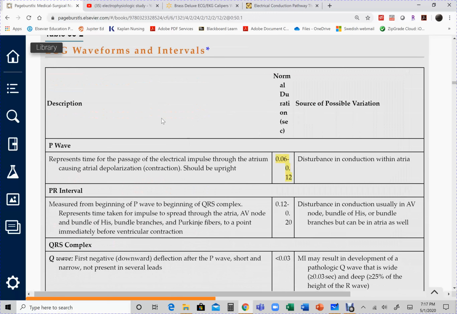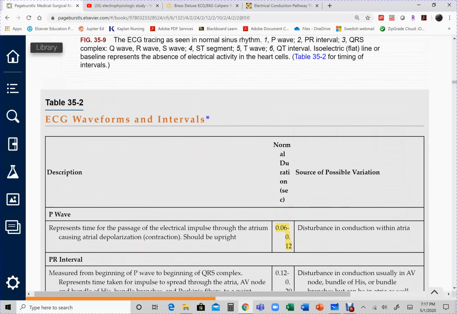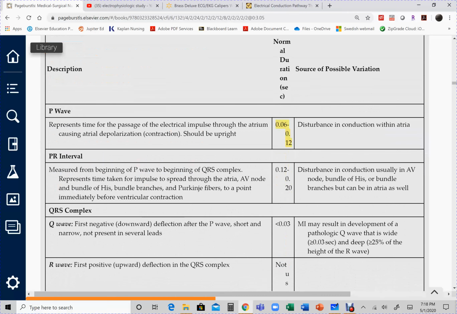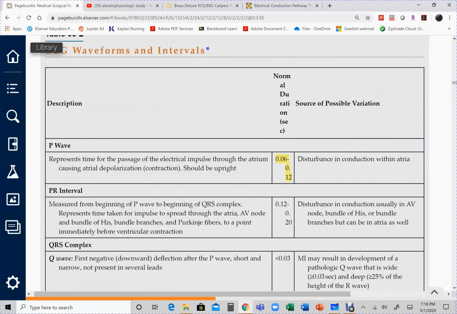Now it's important to measure, because if they are either too narrow or too wide, then that's a problem with the conduction within the atria. That's typically not a problem with the P wave. It's more the shape of the P wave, or whether or not there are P waves, because we have dysrhythmias that have no P waves, such as atrial fibrillation. Or in really tachy dysrhythmias like ventricular tachycardia, Vfib, SVT, you wouldn't see the P waves in those rhythms.